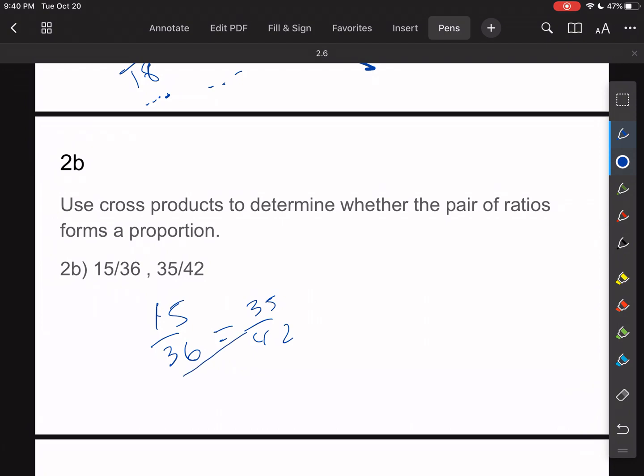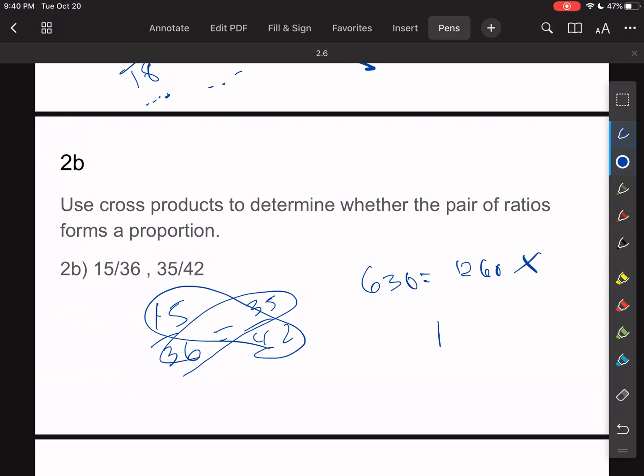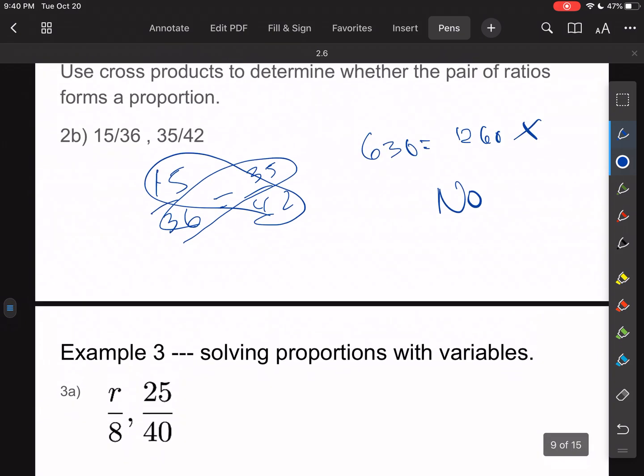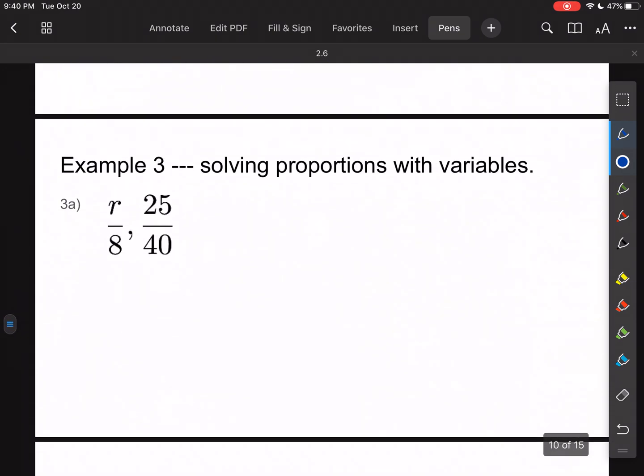So we can cross multiply these. If I take 36 times 35 and then 15 times 42, I believe when I do this on my calculator, I get something like 630 is equal to 1260, and that is not the case. Therefore, no, these are not equivalent. Okay, so there's a couple examples for you.